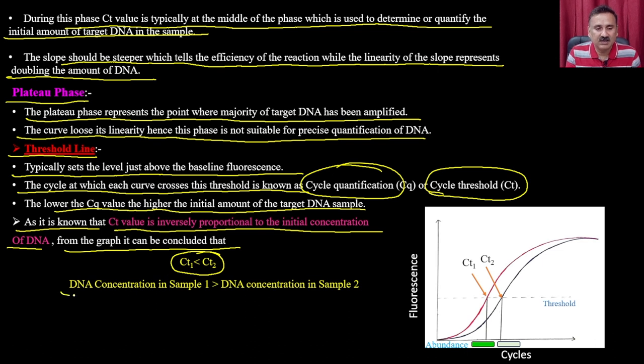That means the DNA concentration in sample 1 is bigger than the DNA concentration in sample 2, right? And that is what you are going to analyze, and based on that analysis only, you are going to say which gene or which gene product or which sample has more DNA and which has less DNA. So, you will be able to compare the two samples.